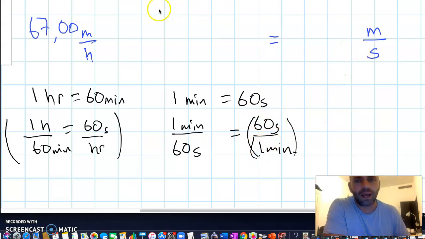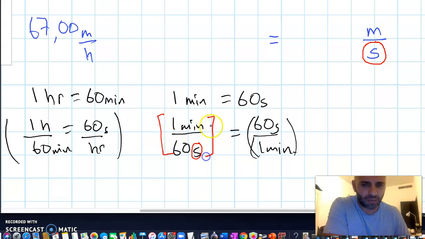So I have to choose which conversion factor to use. Again, if you look at your answer, you'll see that you need to have seconds on the bottom. So I'm going to choose to have seconds on the bottom, and I'm going to use this conversion factor here. And I might as well work my way backwards.